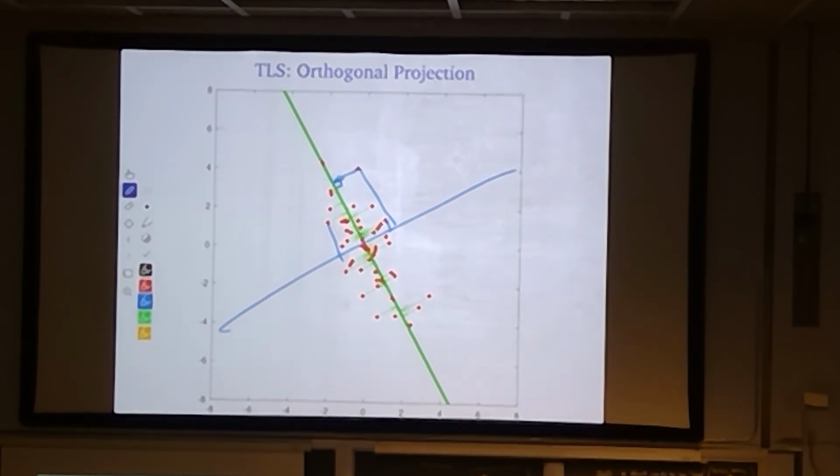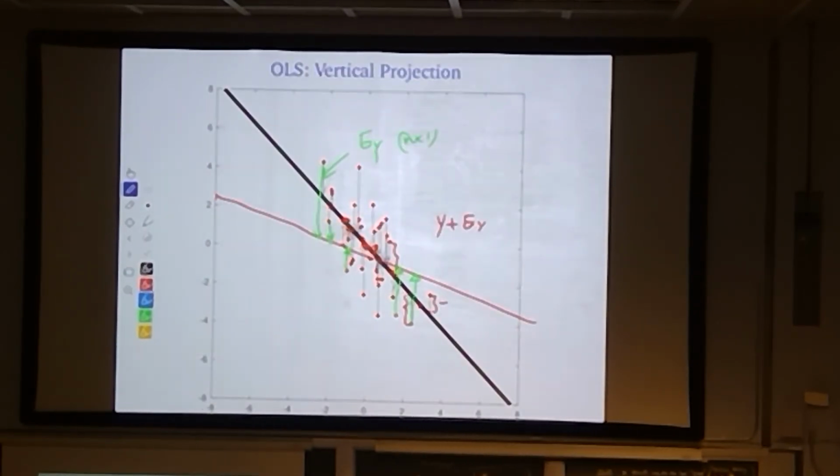But in the LS, you're only seeking adjustment vertically. Vertical meaning I'm plotting this: this is my x, this is my y. That's why it's vertical. Okay?